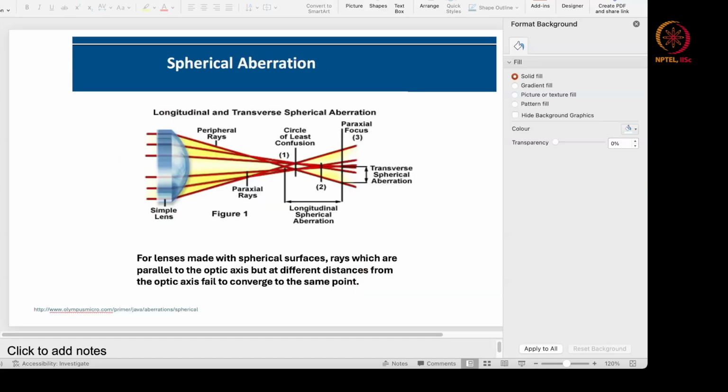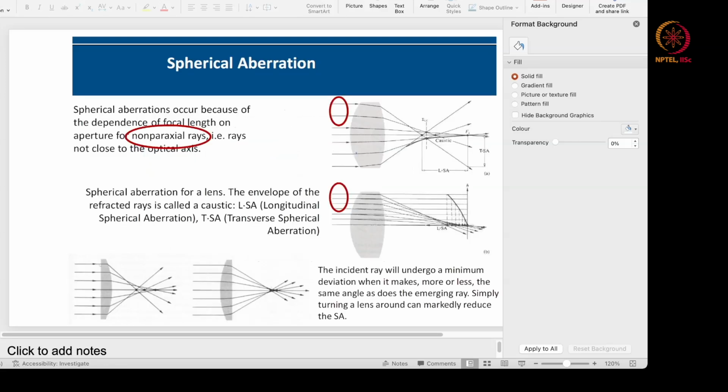We did spherical aberration, which is basically the off-axis parallel rays, which get focused at different points away from the axis. As a result of that, you get both longitudinal as well as transverse spherical aberration. This leads to image blurring, essentially.